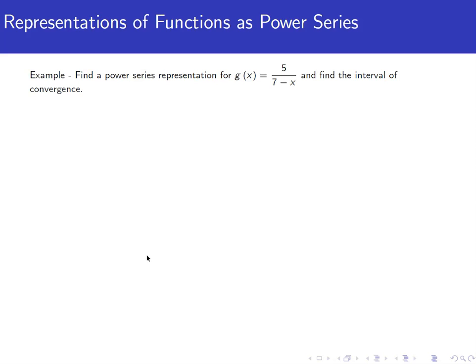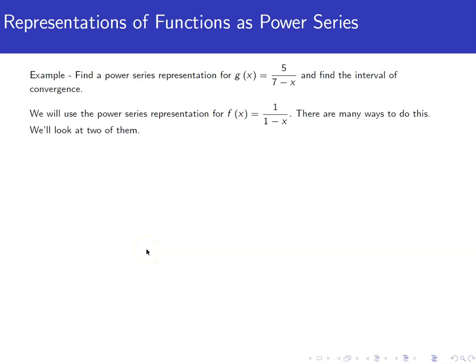All right, so let's first do an example of finding a power series representation for another function. Let's look at g of x equals 5 over 7 minus x, and then also find its interval of convergence. Well, we're going to use the power series representation that we already found before for the geometric series, 1 over 1 minus x. This has a similar form to that. So there's a couple of ways we can actually get a power series representation, depending on where we might want to center this thing. All right, so let's talk about two of them.